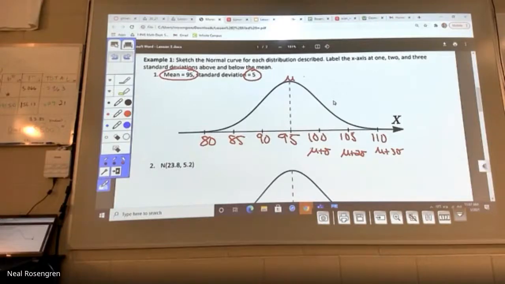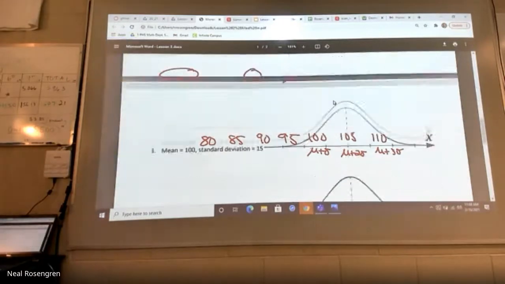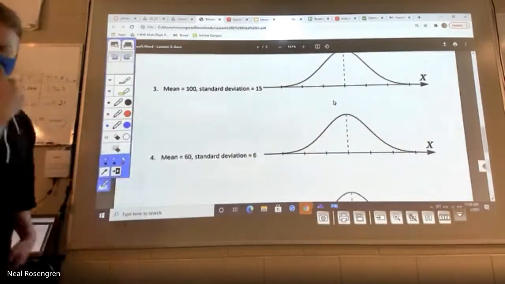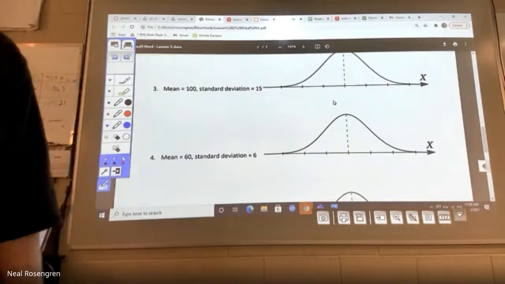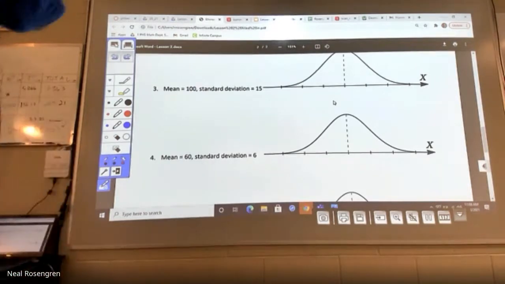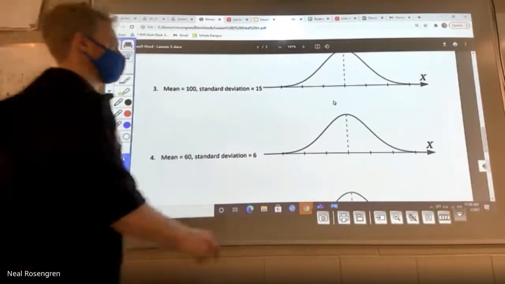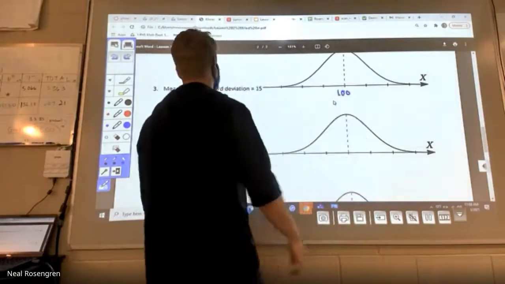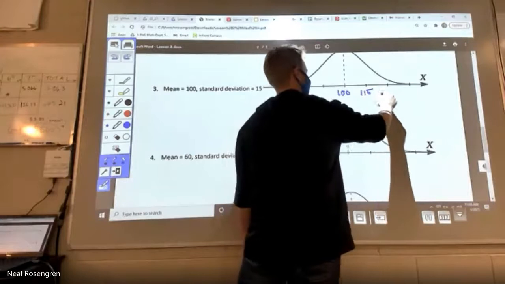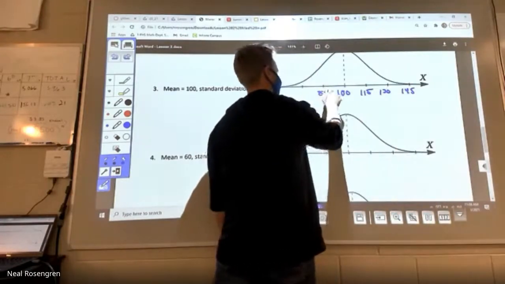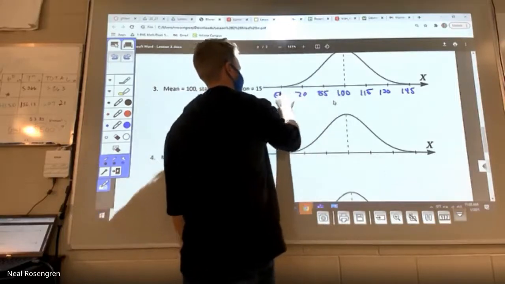I'll do it as well so you can see if you're getting them right. First couple are pretty easy. They drew the curve for us. And then for 6, 7, and 8, you're going to try to actually draw that shape. Like you have some blank space there on number 6. The idea is to see if you can draw it out. So here's the middle, 100. Okay. Add 15, add 15, add 15. Subtract 15, subtract 15, subtract 15.